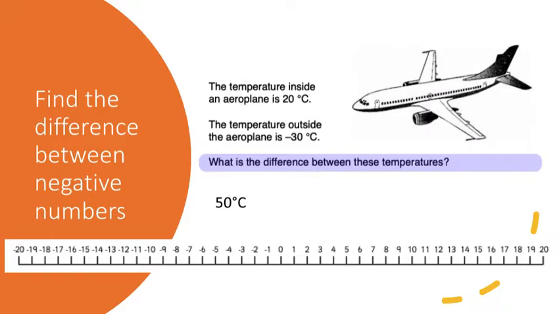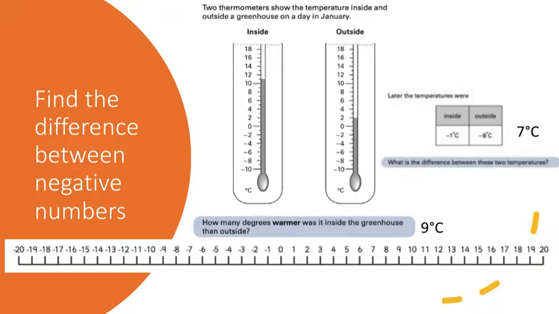Okay, here's yesterday's work. The difference between these temperatures was 50 degrees. How many degrees warmer was it inside the greenhouse than outside? It was 9 degrees warmer. And what was the difference between the two temperatures? 7 degrees.